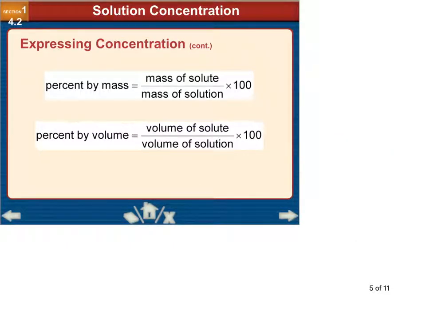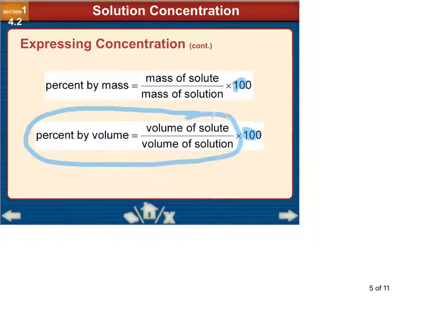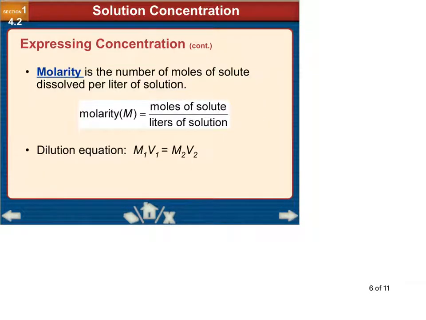So percent by mass: mass of solute divided by mass of solution. As I do on most things we do, the times 100 part here I won't be using as part of our formula, so I just do this and then express it as a percent. Percent by volume and percent by mass are very similar things.